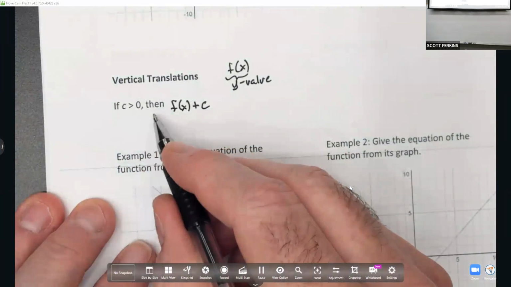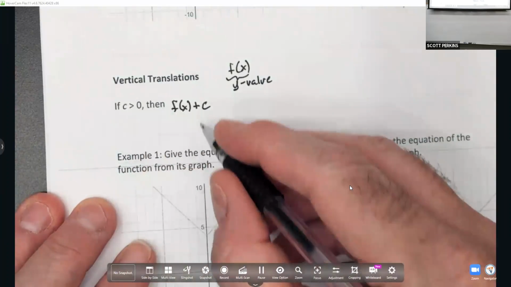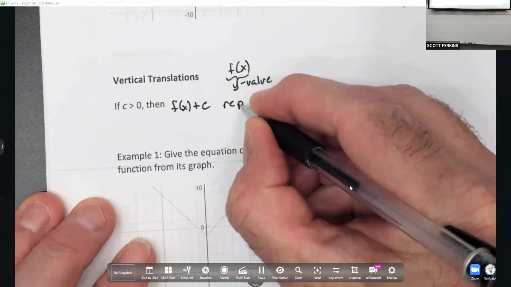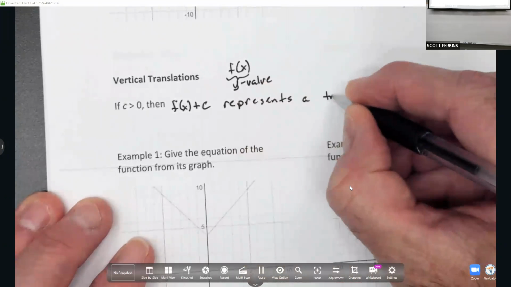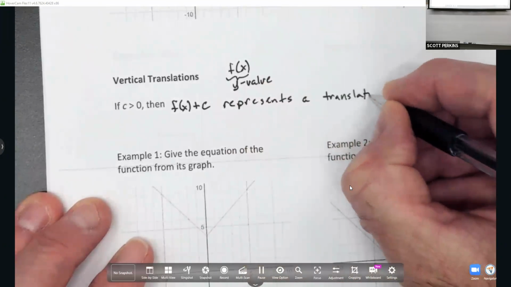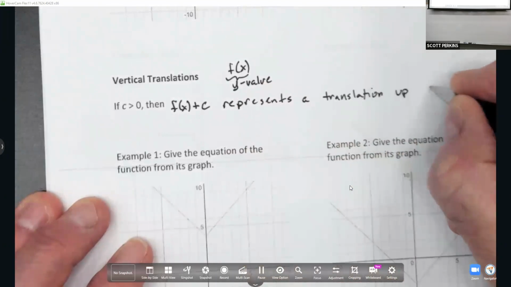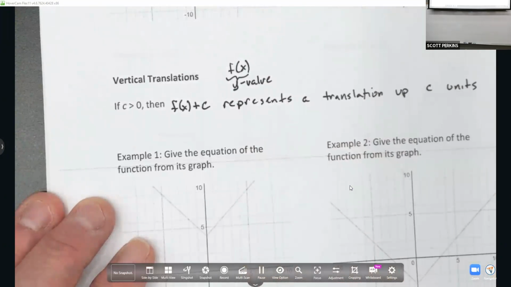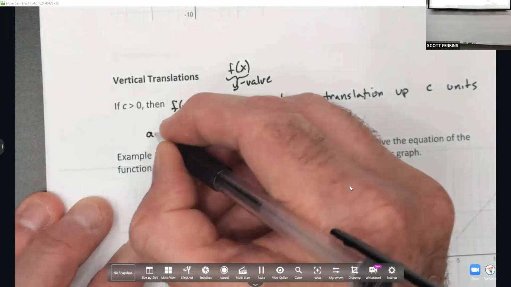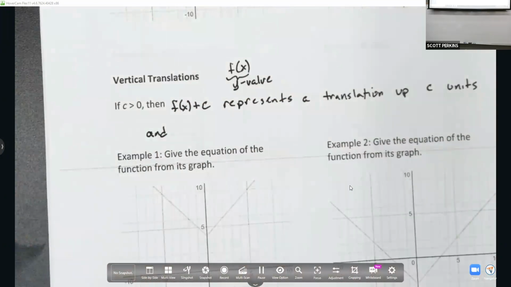If c is greater than 0, meaning it's a positive number, then f of x plus c represents a translation up c units. And I'll give you a second to catch up.